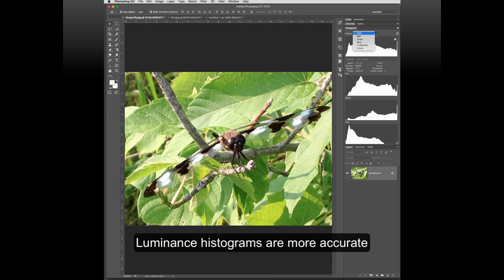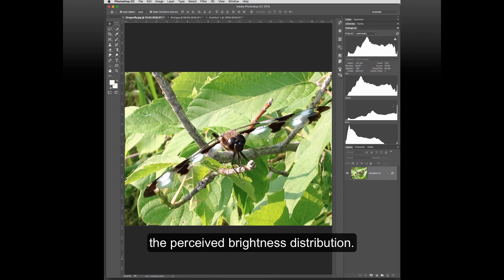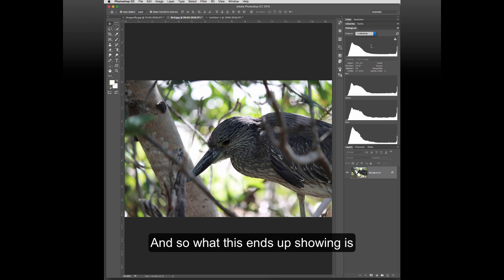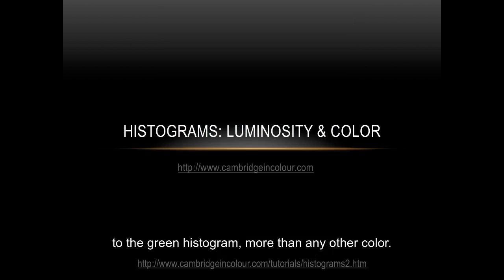Luminance histograms are more accurate than the RGB histograms at describing the perceived brightness distribution, or what we call the luminosity within an image. Our human eye is more sensitive to green light than to the red or the blue light. And so what this ends up showing is that the luminosity histogram is probably the closest to the green histogram, more than any other color.